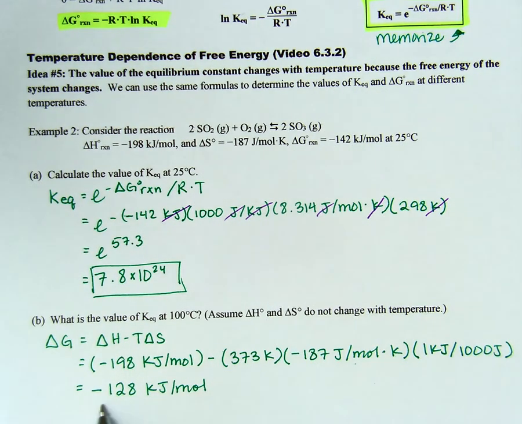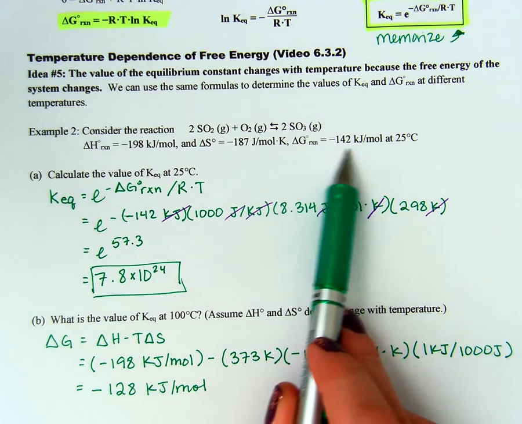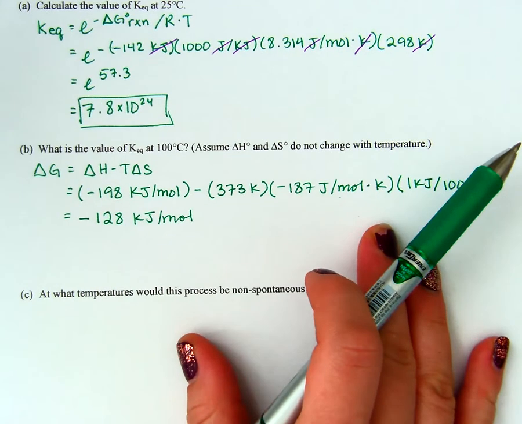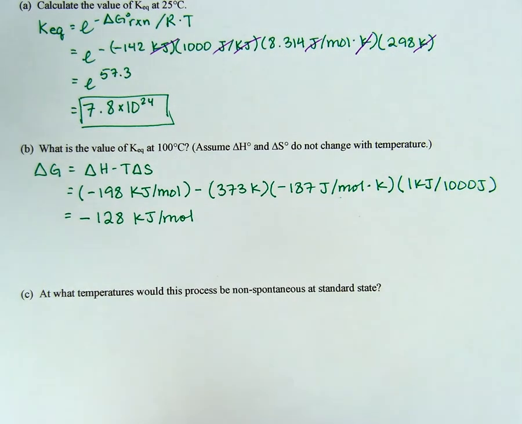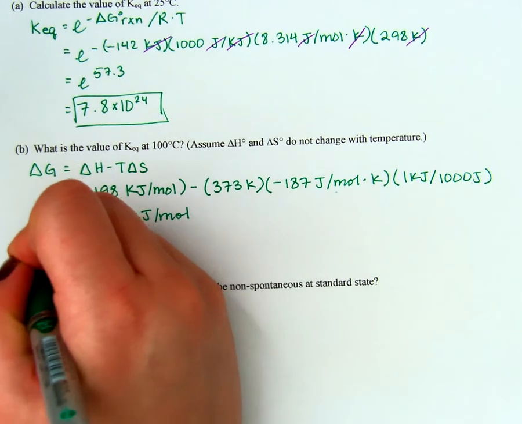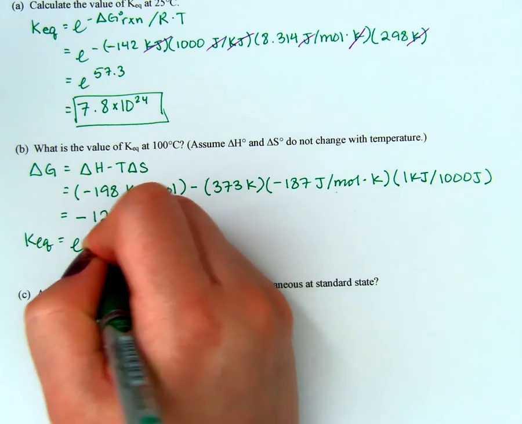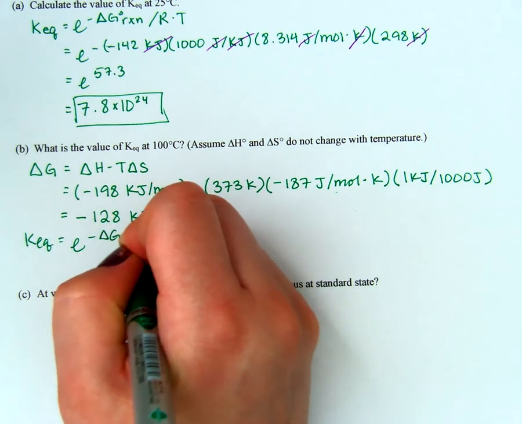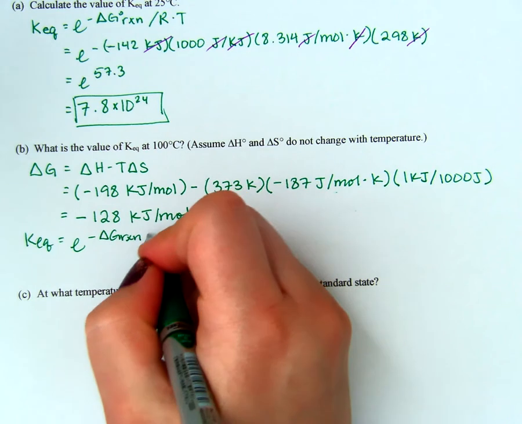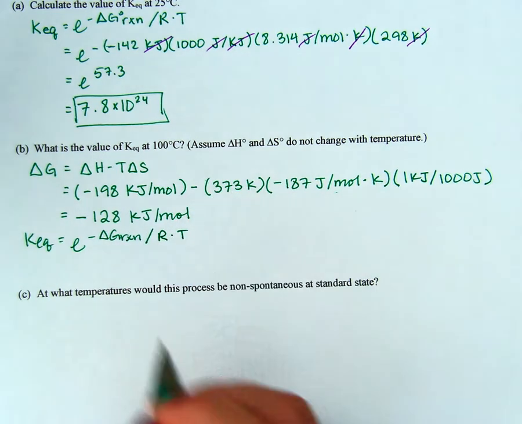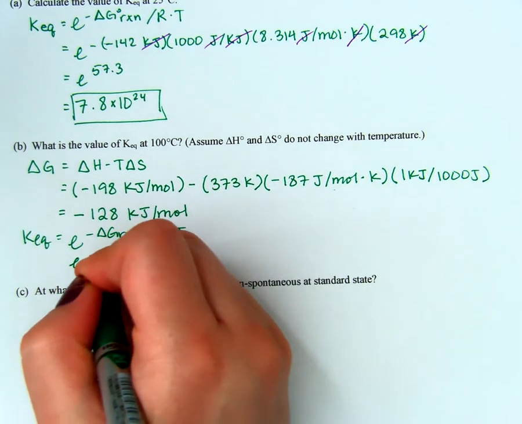It's going to be different, see? Negative 128 versus negative 142, because our temperature is different. And standard state assumes 25 Celsius. So our new KEQ is going to be equal to E to the negative delta G reaction, and not at standard state this time, because again, different temperature, over R times T, plugging it all in.